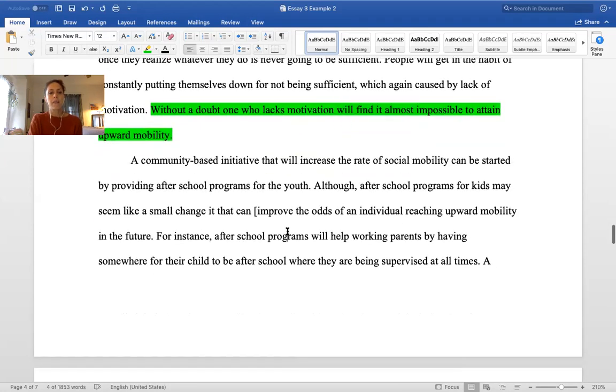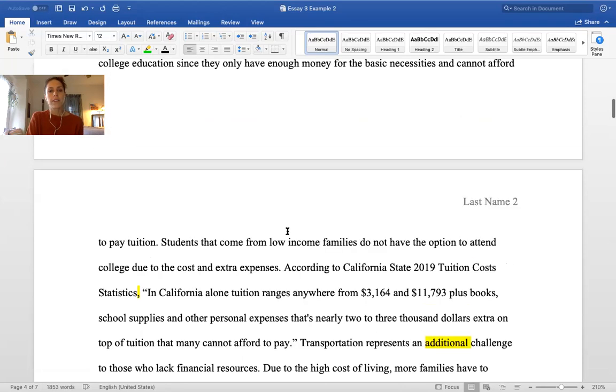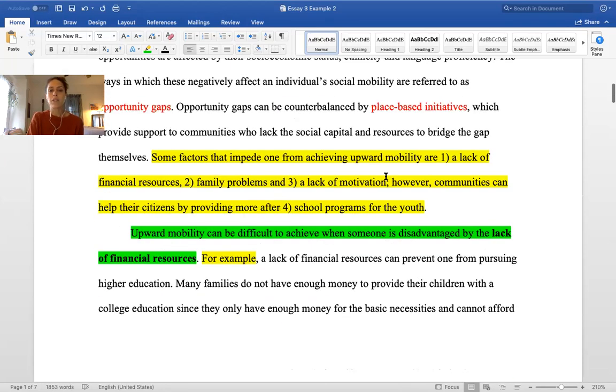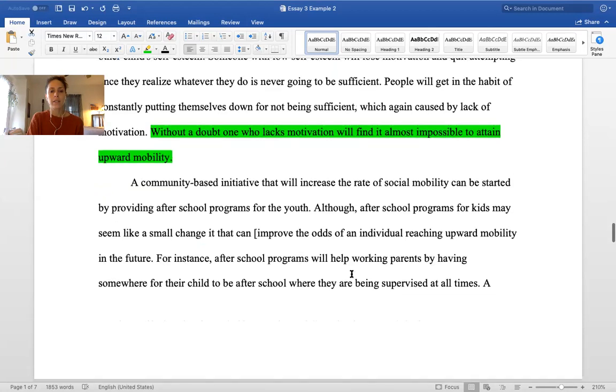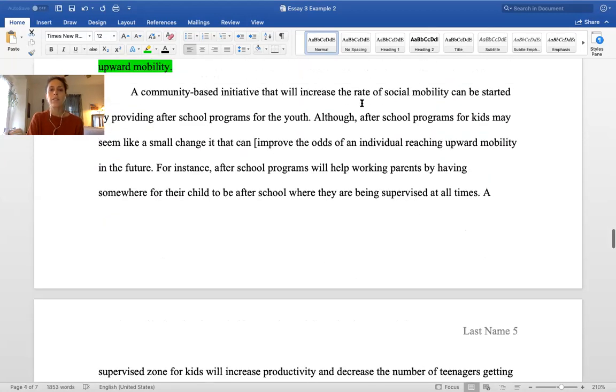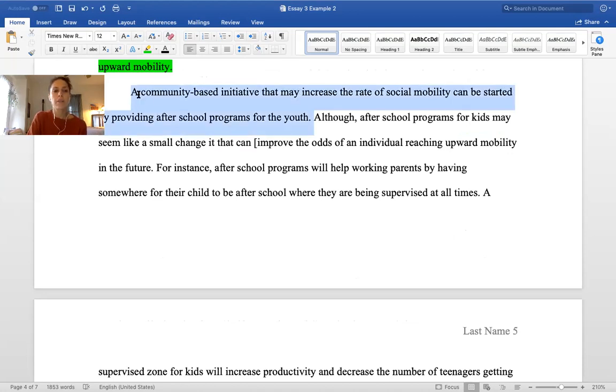Okay, so now here's our fourth body paragraph, and this is the paragraph about community-based initiative. Remember, through our thesis statement, we've identified that the community-based initiative that she talked about is school programs for the youth. Okay, so we're looking down. Community-based initiative that will increase the rate of social mobility can be started by providing after-school programs for the youth. And see here it says will again, so we could change this to may increase, because we don't know for sure.